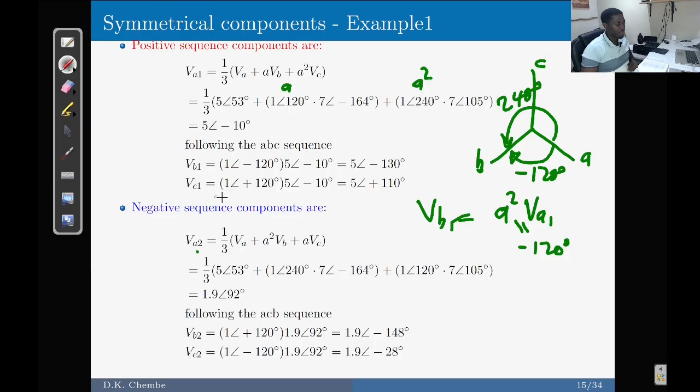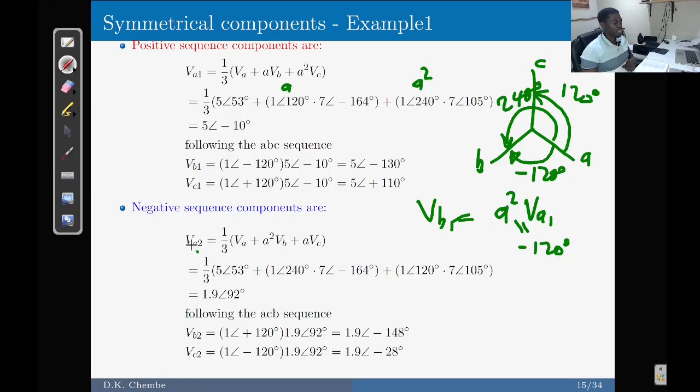And then VC1. Equally from here, we are going to C, which is just 120 degrees. From here to there, we get 120 degrees, and we get our component value for VC1 to be 5 at angle plus 110 degrees.